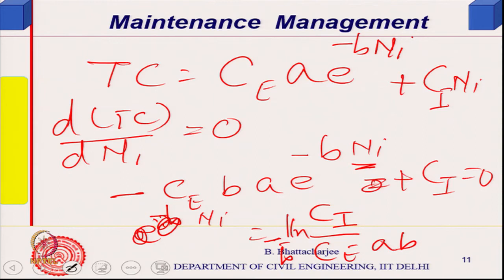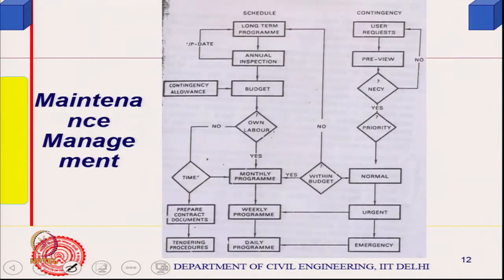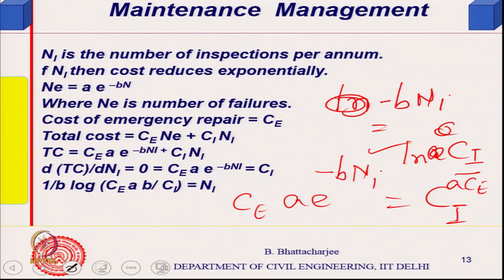Now, you might add to this Ce what is called disruption cost, because when there is an emergency you suddenly stop the activity, so there will be disruption cost, and this formula is given here: minus 1 by B ln of Ci by Ce A B, and so on, equals Ni. So, one can obtain this. Is it correct, or is there something wrong? Ni will be this by B, that is right. So, this is the formula.